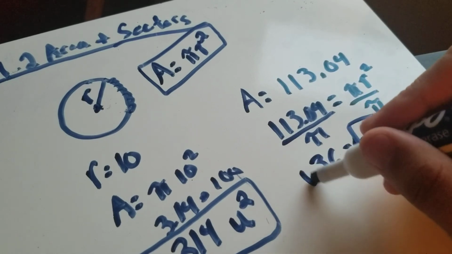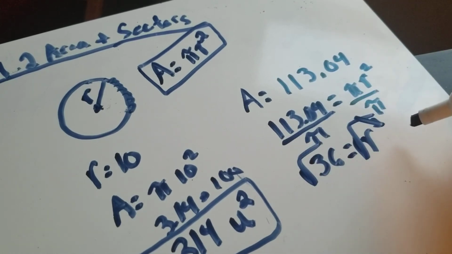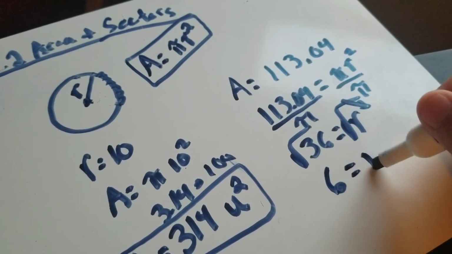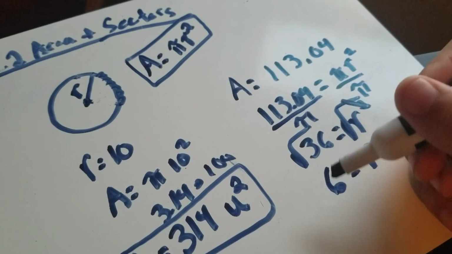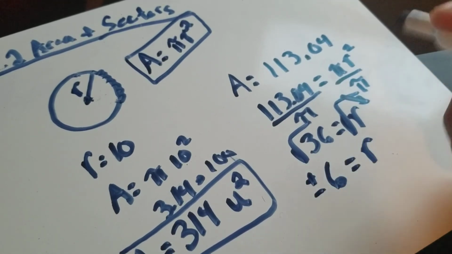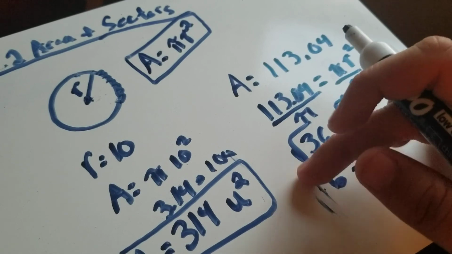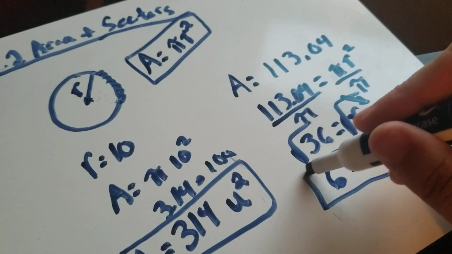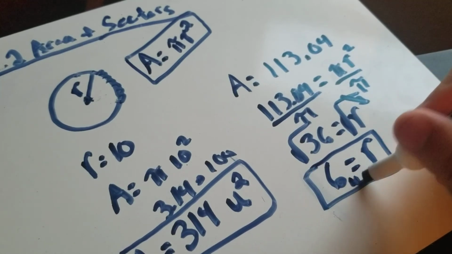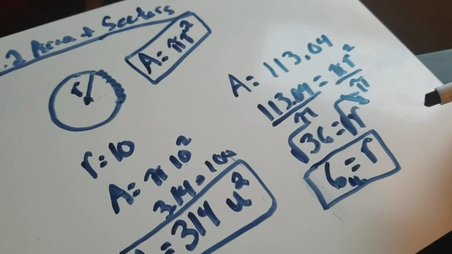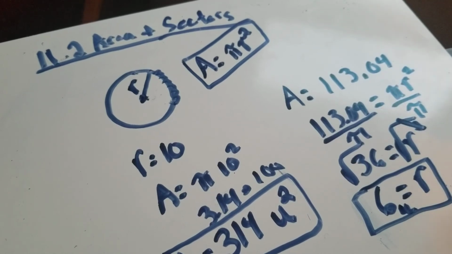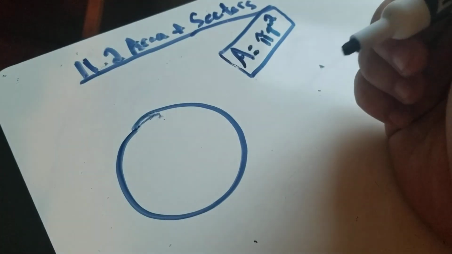Square root both sides to get rid of the square. The square root of 36 is 6, equals r. Just a reference, in algebra we talked about is it plus or minus 6, but you can't have a negative length. So in geometry it's just going to be positive 6. So your answer is r is 6 units, and that's units to the 1 power. So that's your basic area and finding it. So that's your formula. Now we're going to get into sectors, which is a piece of the circle.